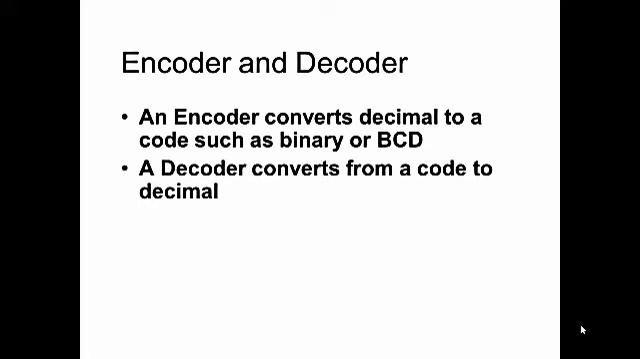A decoder actually goes the other way. It converts a binary number over to a decimal number. And we'll look at some examples of these as we go on. We're also going to look at comparators, which compare two binary numbers together. They look at the two and tell you whether they're greater than, equal to, or less than the other number. So we'll do that one first.